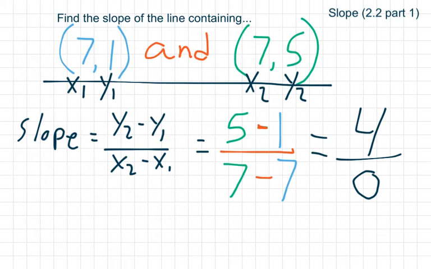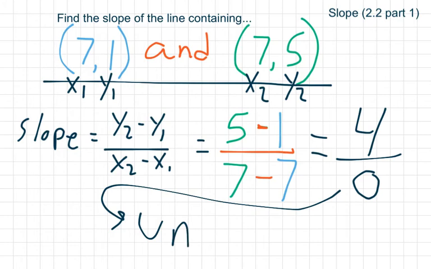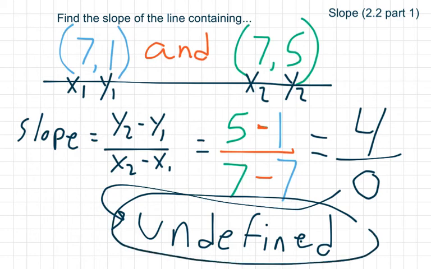So anyways, 4 divided by 0, that is not 0. That is undefined. Right? You cannot divide by 0. When you divide by 0, your slope is undefined. If 0 is on top, then your slope is 0. Let's move on to 2 more examples, a different type of way to find slope. Then this video is over.